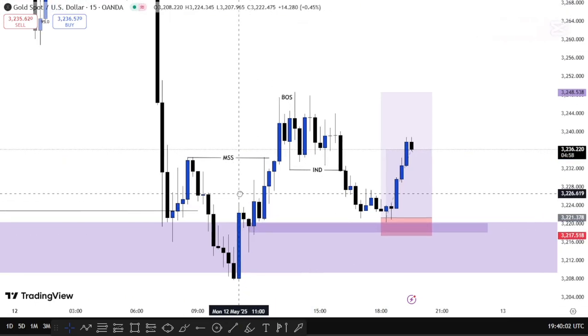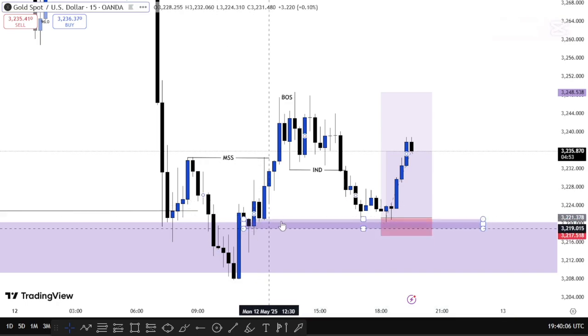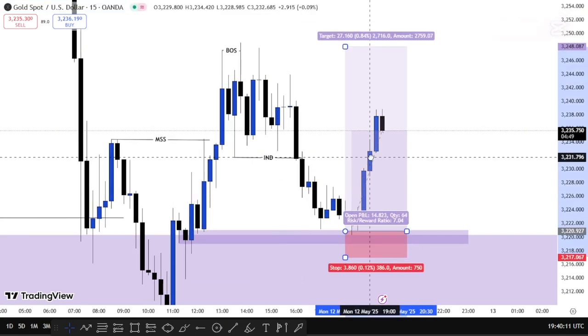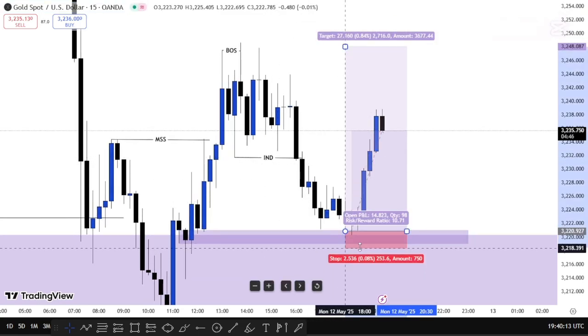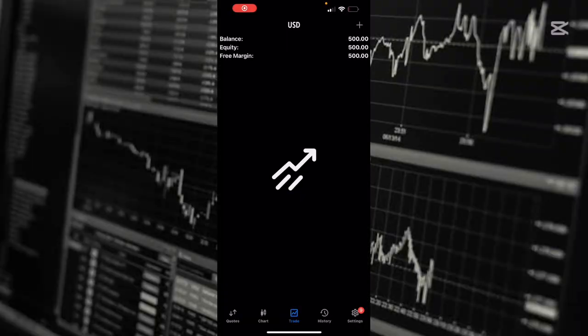So right here, I'm waiting for the market to actually come back to this demand zone right here. So upon confirmation from the 15 minutes time frame, guys, I started putting my orders. I'm going to show you guys that right now. I just funded my account with $500, as you guys can see, and the goal of this account is for me to flip it to about $5,000.